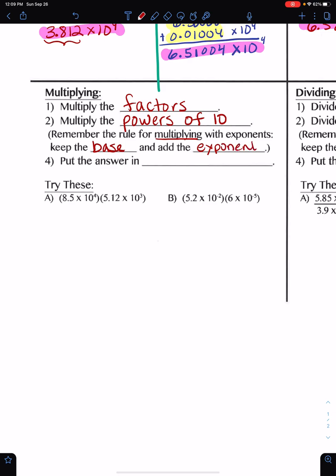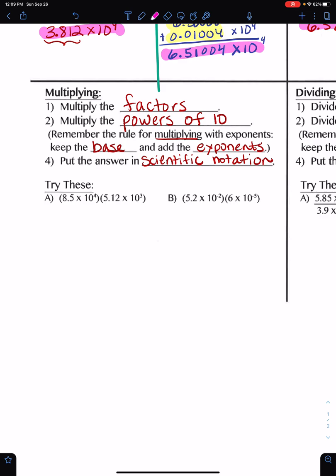And then if your answer is not already in scientific notation, we're going to put the answer in scientific notation. It will look like it's in scientific notation, but if the first number, the factor, is not a number between 1 and 10, we will need to change it so that it is, for it to qualify as scientific notation.